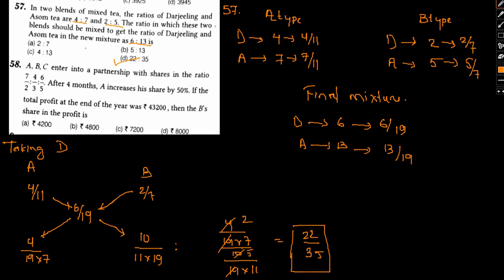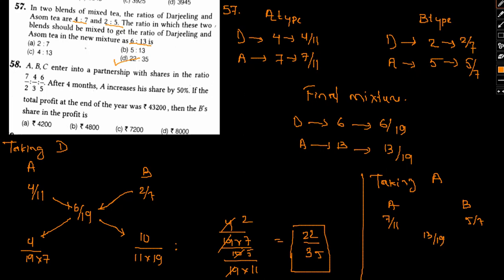The very same question could have been solved by taking the Assam tea as well. Let me show you here. Taking Assam, we have A type and B type. Assam in the first case is 7 by 11, in the second case 5 by 7, and finally in the mixture Assam is 13 by 19.